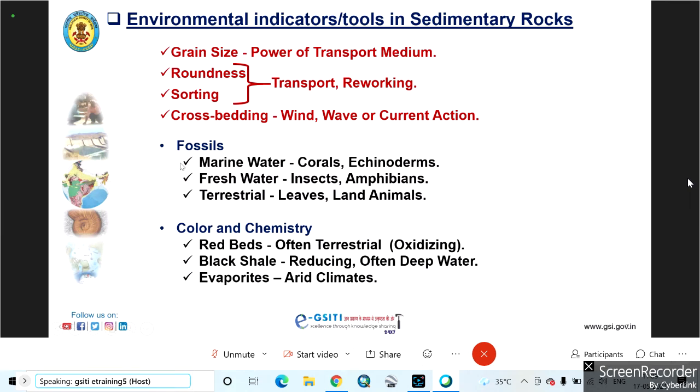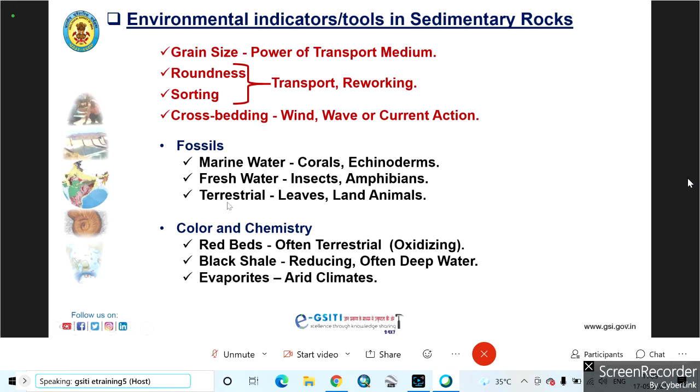Next, an important thing is fossils, which are only archived within the sedimentary rocks, and are a much more reliable tool to define the paleo environment. For example, there are characteristic fossils which define marine water, freshwater, and terrestrial settings.